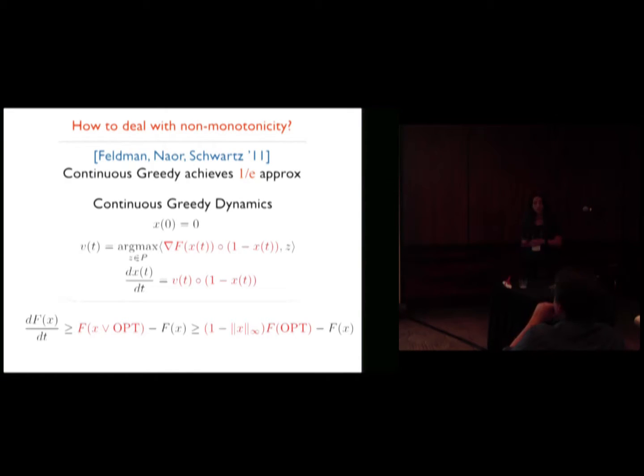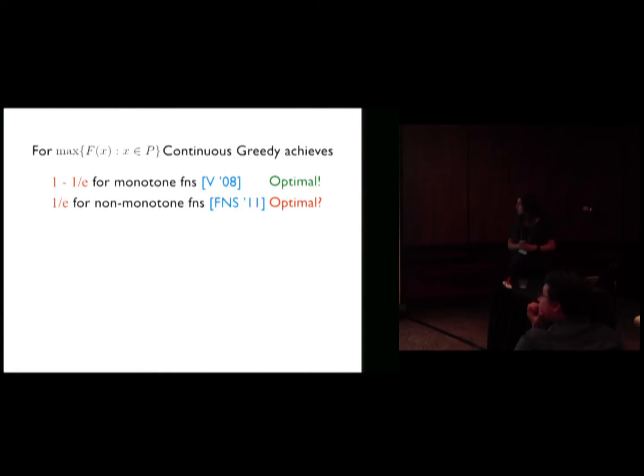So if we can control the norm, then we can control the value. And this continuous greedy dynamics, because we only increase by 1 minus x, also controls the norm. So it controls our norm, which in turn controls the value, and this is what gives us 1 over e. Okay? Good. So we have this very nice picture where now we have a continuous greedy algorithm that gives us constant factor approximations even for non-monotones. So we have 1 over e even for non-monotone functions.